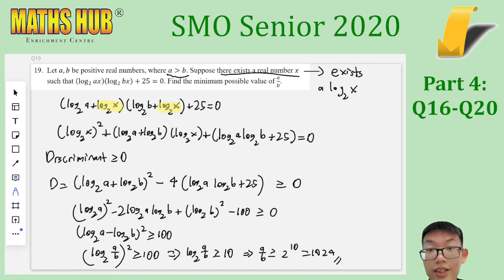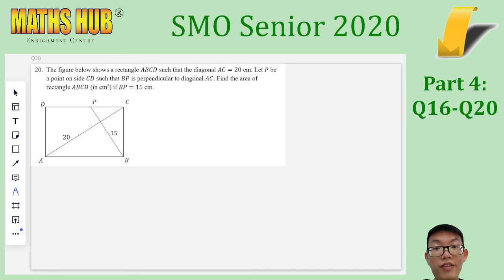Finally, let's look at question 20. We have a rectangle ABCD, the diagonal AC has length 20, and the length of BP is 15. Now P is a point on the side CD such that they are perpendicular, and we are just asked to find the area of the whole rectangle. Now this figure is full of right angles everywhere.